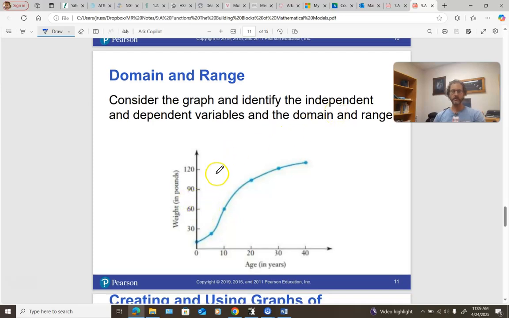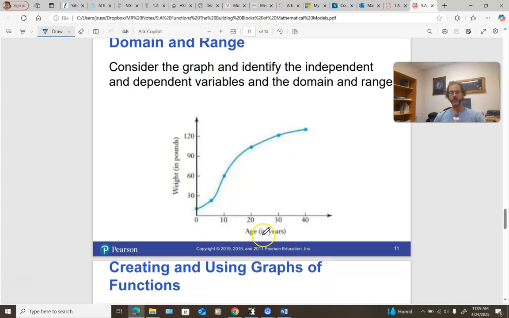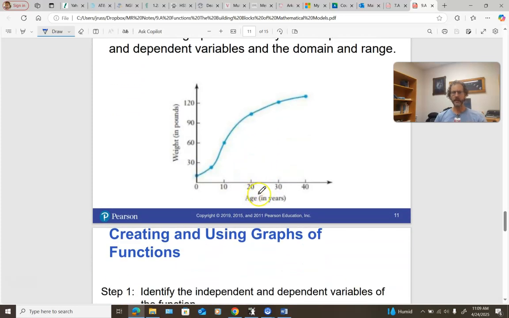Let's look at a different type of function. So what this function does, if you look, it's the graph of a function that we're seeing. It shows us how age is related to weight, or how a person's weight is related to their age. Okay? And so looking at this graphic, because age is on the horizontal axis, age is the independent variable. Furthermore, guys, age represents values of the domain.